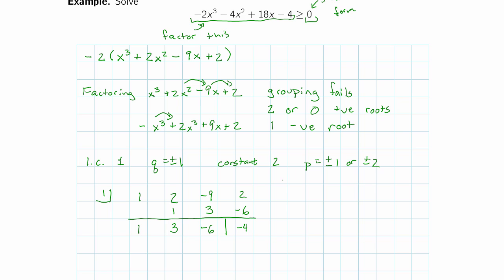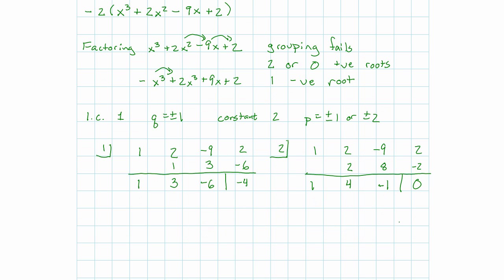Let's try 2 right away. 1 times 2 is 2, plus 2 is 4, times 2 is 8, minus 9 is -1, times 2 is -2, plus 2 is 0. Okay, 2 was a root. So now my polynomial is -2 times x minus 2 times x squared plus 4x minus 1.